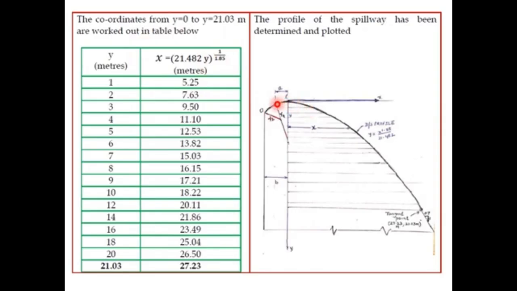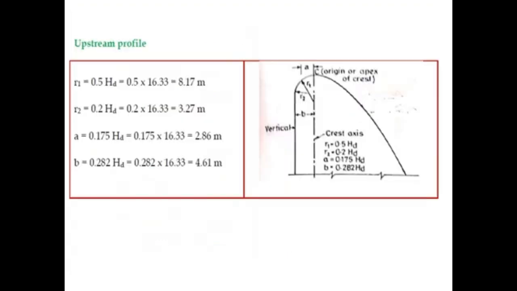And we have also discussed the upstream phase, the vertical. We know the values of R1, R2, A and B, which can be suitably calculated and plotted. So these are the values of R1, R2, A and B, which are calculated and hence plotted. So this is the upstream profile, and this will be the downstream profile, which is asked in this problem.